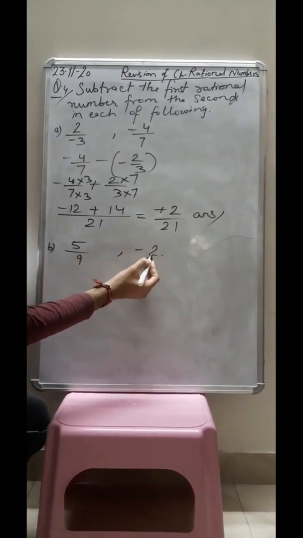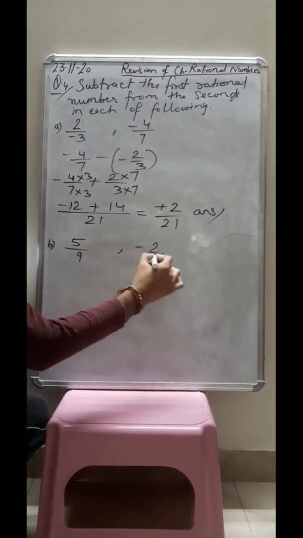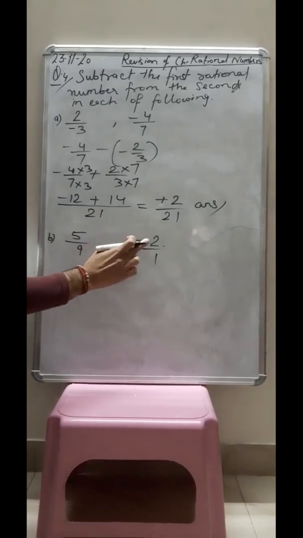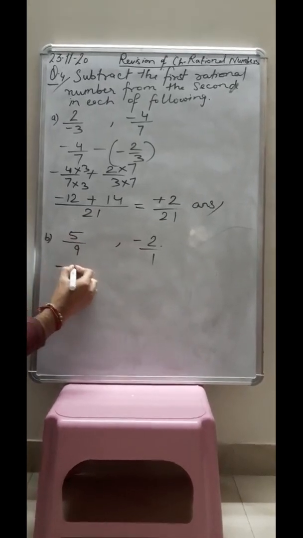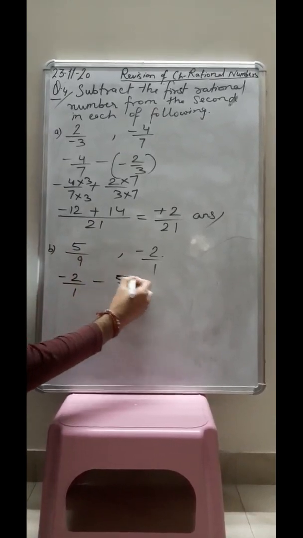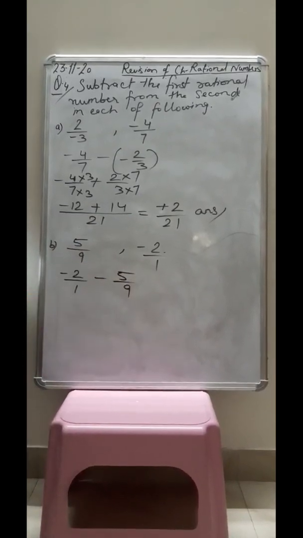Why? How can we make an integer into a rational number? By putting 1 in the denominator. So that means the second will come first, like minus 2 upon 1, and from this we have to subtract the first, minus 5 upon 9. So now we have to subtract.